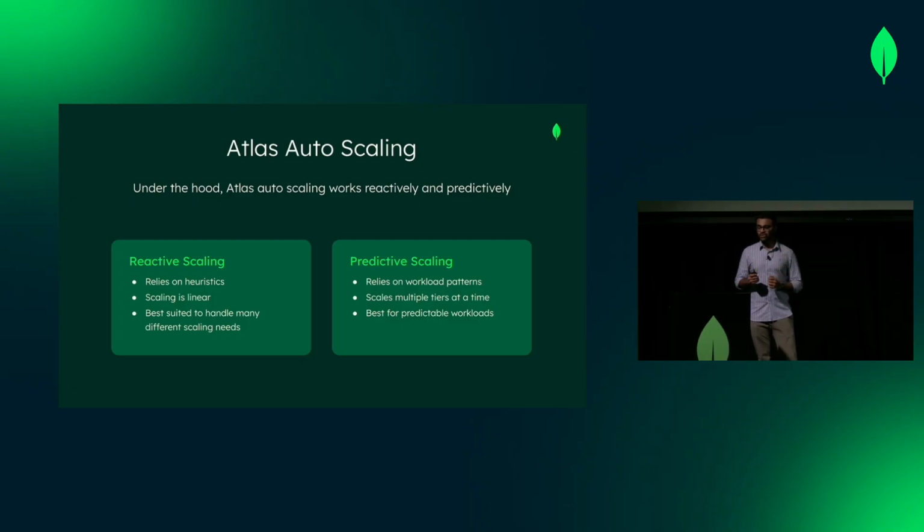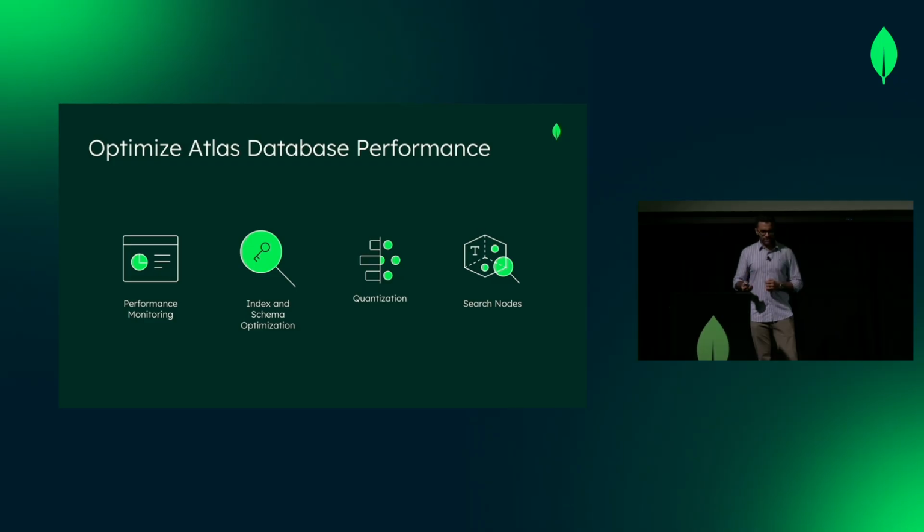Atlas autoscaling also helps scale the cluster down. So let's say your workload spike dies for a certain period of time. We'll scale you down to a lower tier, thus ensuring that your workload always gets the best price performance. With that, let's talk about how we can optimize database performance.